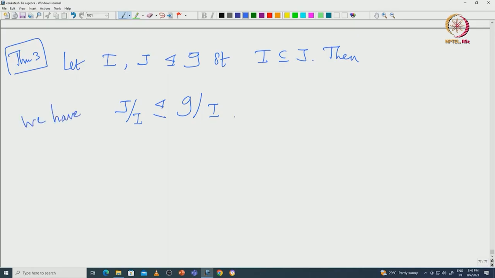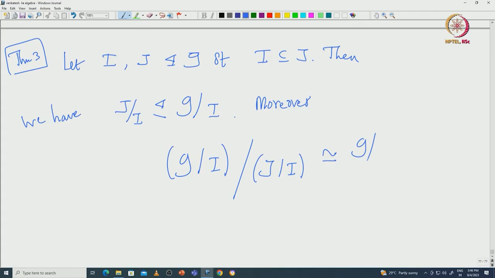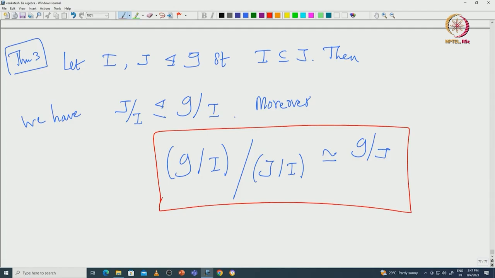Now furthermore, we can construct g modulo I modulo J modulo I. This is what I call a quotient of quotient, but indeed this quotient of quotient becomes isomorphic to just g modulo J. So this is just a quotient, we are not getting anything new. In some sense this I and I get cancelled. You can remember it that way, but this is what one gets.